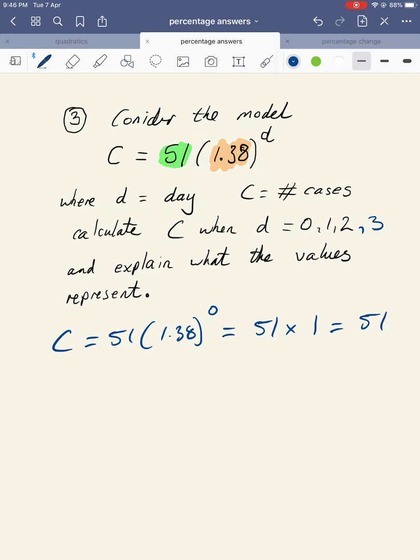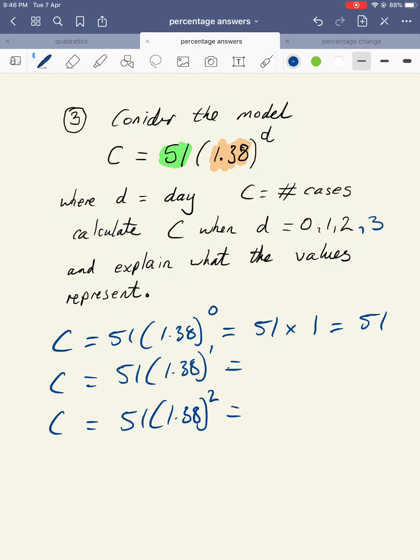Okay, C equals 51 times 1.38 to the 1, and that will give us an answer. C equals 51 times 1.38 to the 2, when D is 2. And C equals 51 times 1.38 to the 3. Okay, so let's just get those answers down here. I think I've got some answers on my laptop here. So let's have a look at those.